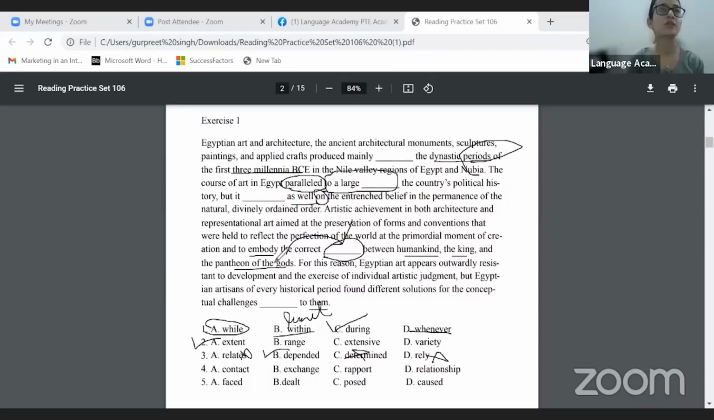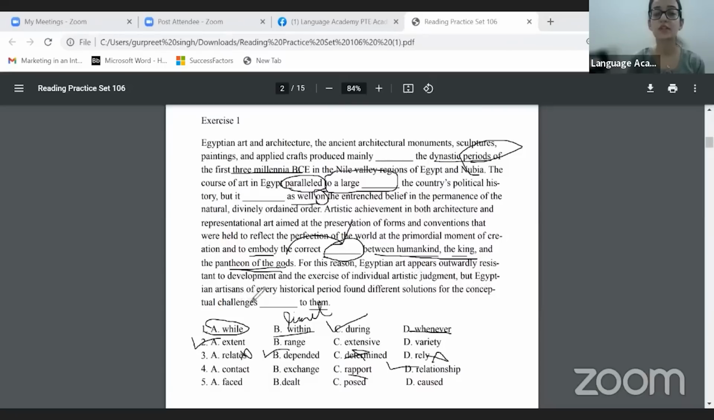To embody means to signify, personify something. In very layman language, you can say to show this thing. So to embody the correct dash between these three things, the king, the humankind, and the gods. Can we have the correct contact or correct exchange? We don't exchange things with gods. Rapport is a kind of relationship that's more on the emotional side. When two people understand each other very well, they have a very good level of communication and understand each other's emotions very well, then you go with rapport. So here we'll go with the simple word relationship, that we have to show the correct relationship between human, king, and the gods.